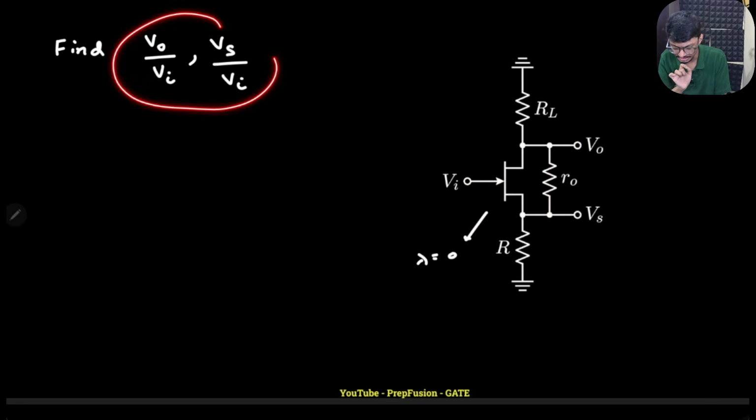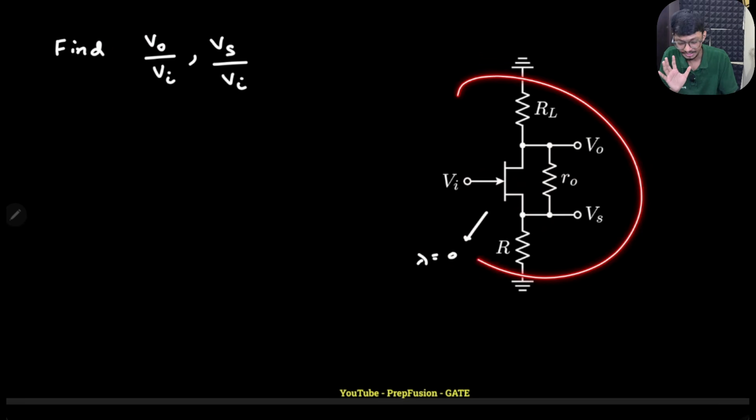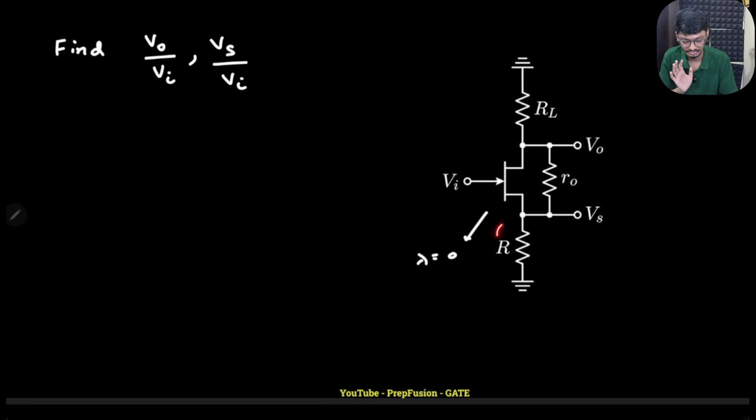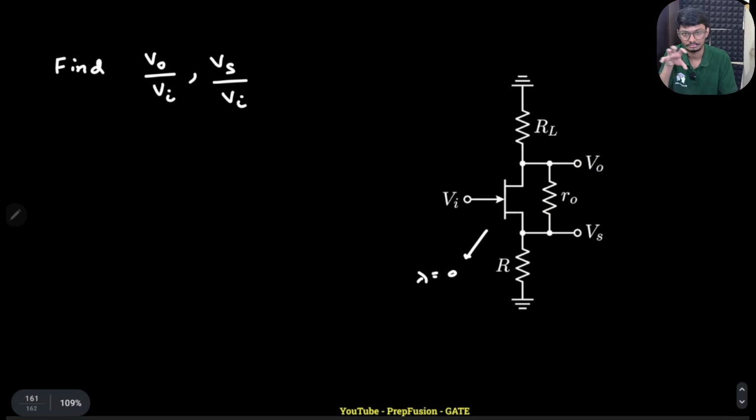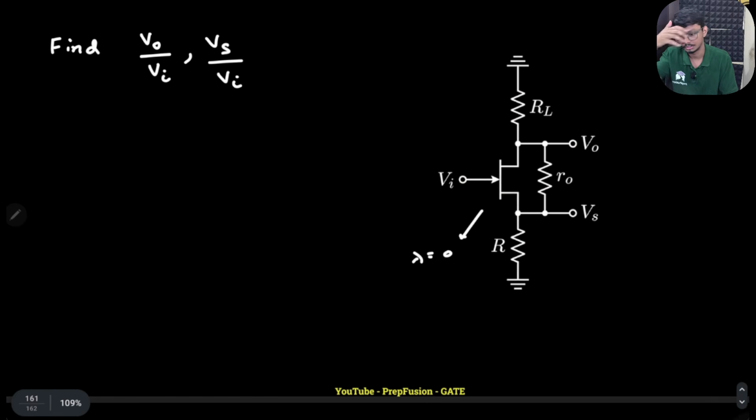Now I have to find these ratios. This circuit is pretty complex, not that simple, because if this R was not there, then it would have been much simpler, right? Your VO would have been RO parallel RL. You got to solve it, right? It's GM RD, something like that, minus GM RD, something like that. But it's not that simple. So how do I go about it?